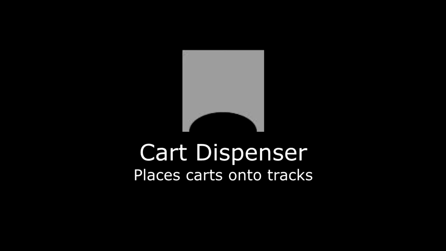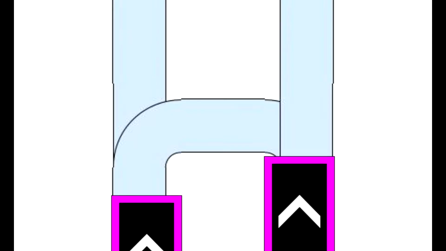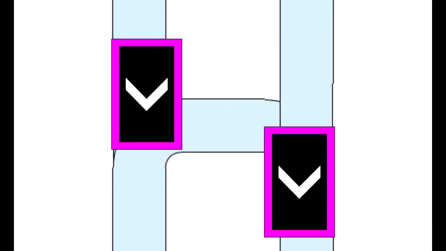The fan will blow objects in the direction it points. Cart dispensers simply place minecarts onto nearby tracks. Rail junctions have an active and inactive track. Minecarts will always take the active track if they can.